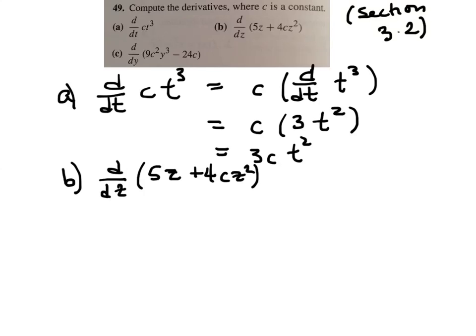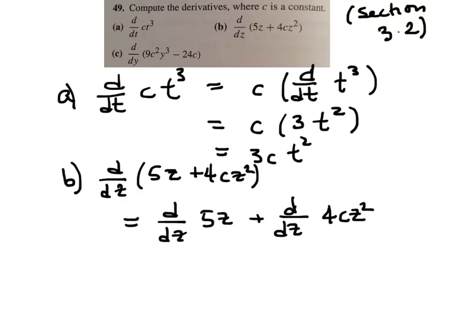Okay, so for this one, we have a sum of two functions, 5z and 4cz squared. So we can rewrite this as the sum of the two derivatives. Okay. And in this first part, the 5 is constant, so we can pull it out, but instead of actually writing it out, let's just do it in our heads. So we have a 5, and then we take the derivative of the z, which is 1, because we're taking the derivative with respect to z. So we just get 5.